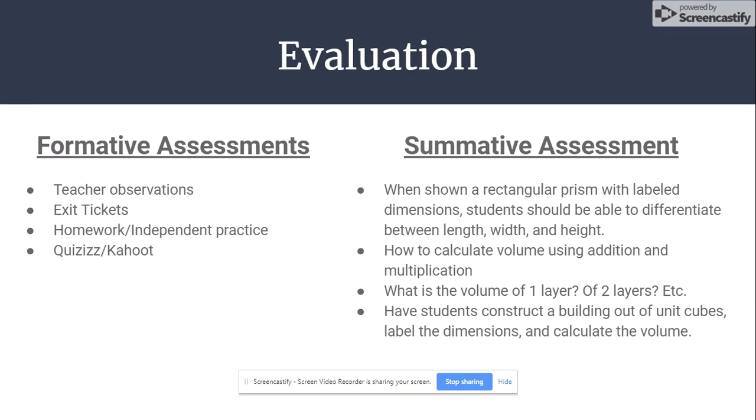Evaluation, so some types of formative assessments that I could do during this. Obviously, anecdotal observations on my part, exit tickets, their homework, independent practice. I could use quizzes or Kahoot to assess them.